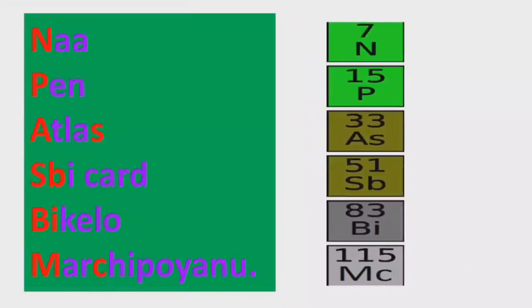N represents nitrogen. P represents phosphorus. As represents arsenic. Sb represents antimony. Bi represents bismuth. Mc represents moscovium.